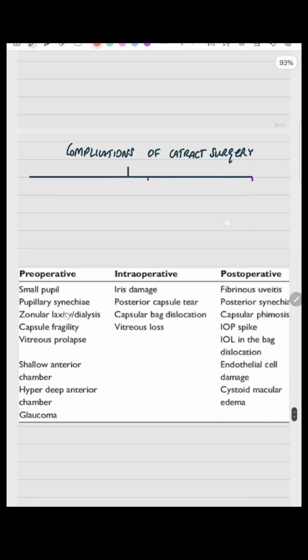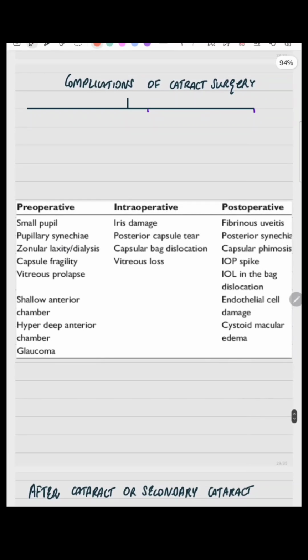Next, coming to complications of cataract surgery. Cataract surgery complications can be divided into intraoperative, early postoperative and late postoperative, or preoperative, intraoperative and postoperative. Every step has a complication. Preoperatively, complications can be small pupil, pupillary synechiae, that is attachment of the posterior part of the pupil to the lens.